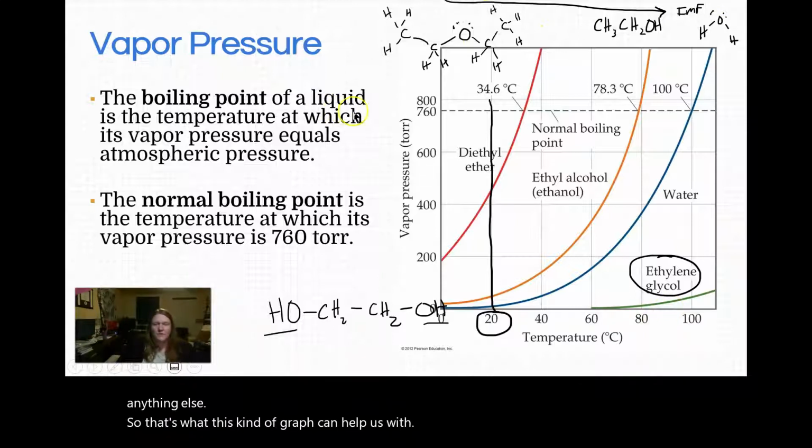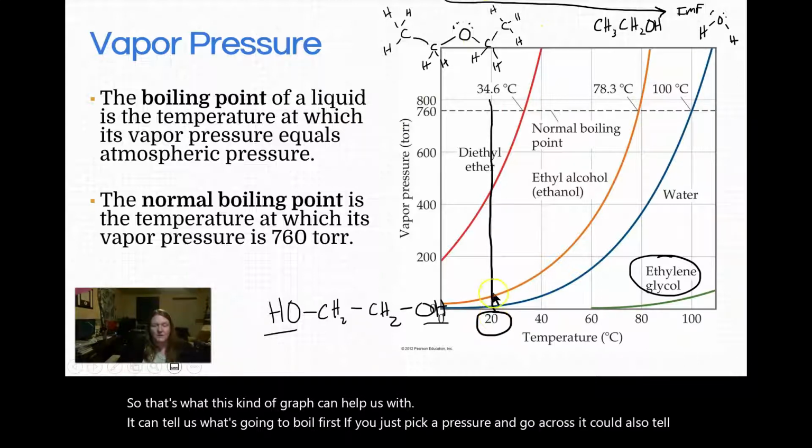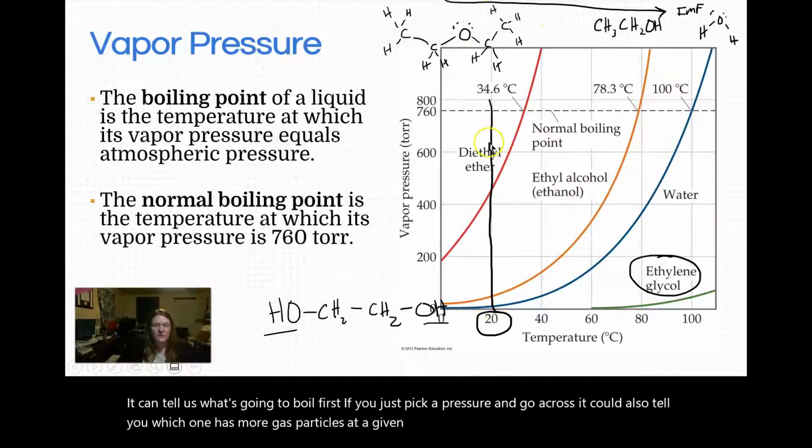It can tell us what's going to boil first, if you just pick a pressure and go across. It could also tell you which one has more gas particles at a given temperature if you go the other direction.